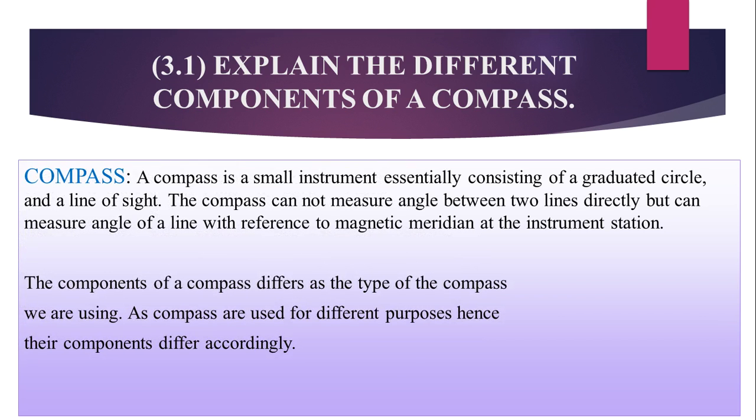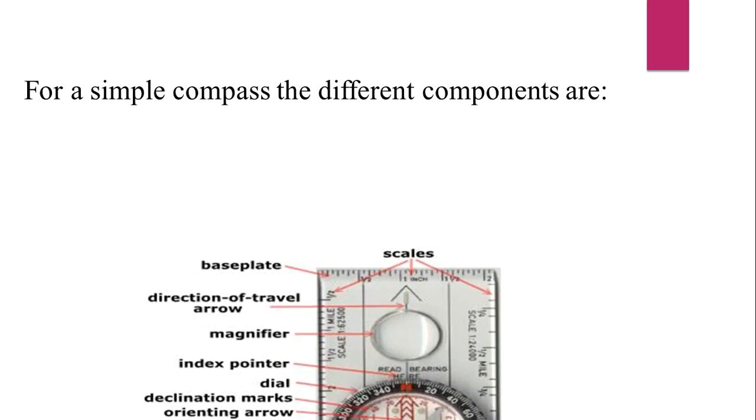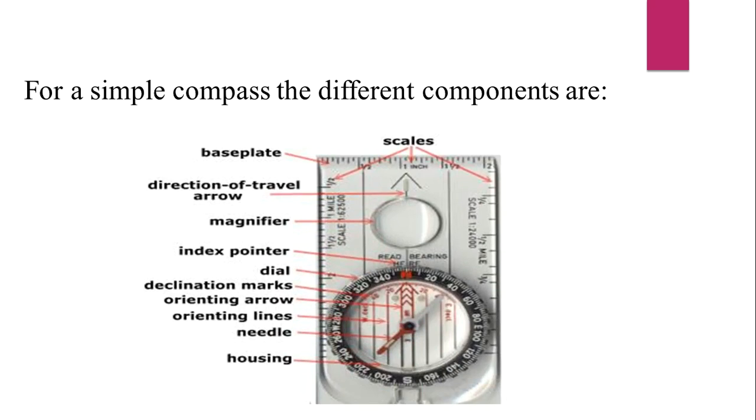The components of a compass differ as per the type of compass we are using. As compasses are used for different purposes, hence their components differ accordingly. This is an image of the scaling of a simple compass. This is an image which shows the different components of a simple compass.